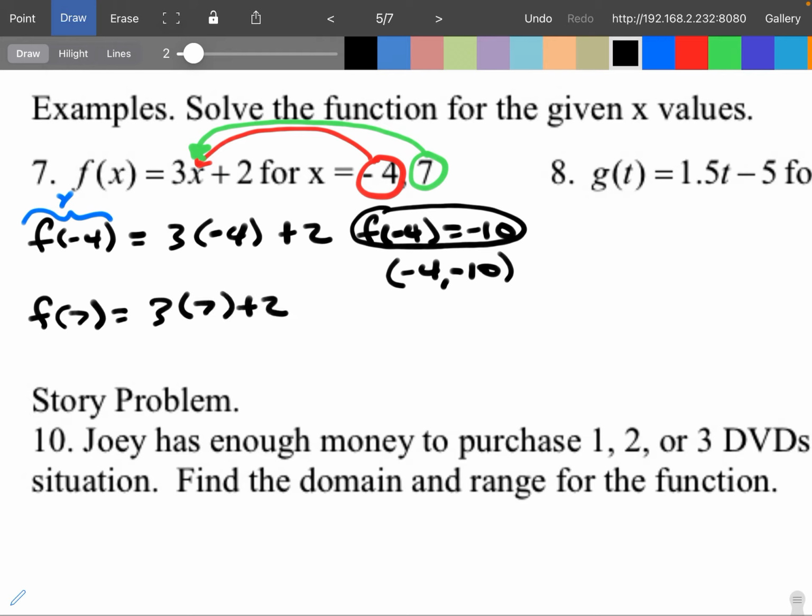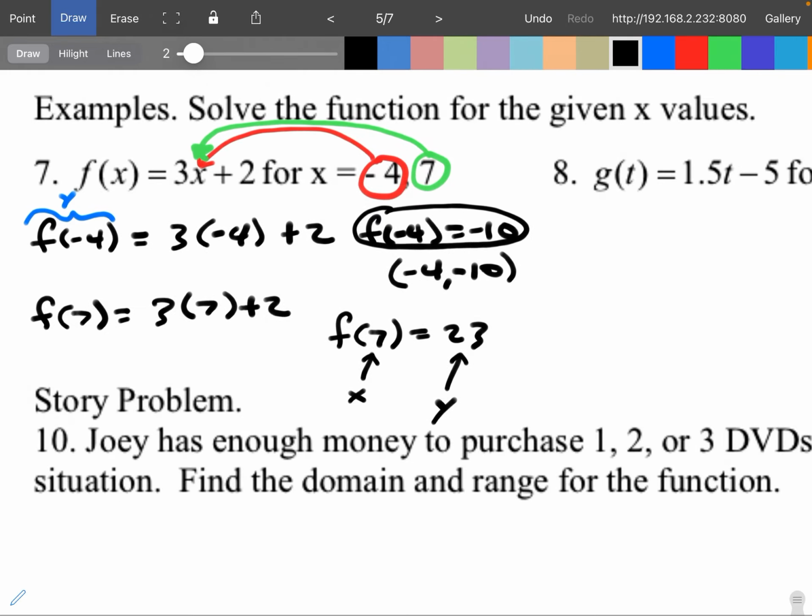And then we got to do the other one. For the other one, you're going to plug in 7. So take 7 and plug it in right there for the x. That one's going to say f of 7 equals 3 times 7 plus 2. So 3 times 7 is 21. 21 plus 2? 23. Yep. So you get f of 7 equals 23. But again, that's just a fancy way of saying that's your x, that's your input, and that's your y, that's your output.